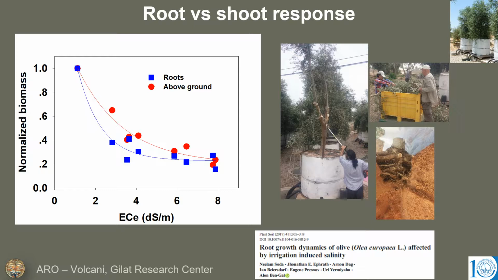And just to demonstrate that, here I've normalized the root salinity response to the above ground salinity response for biomass, and we can very clearly see that the roots are acting much more sensitive to salts than the above ground part of the tree is. So something's happening there at the roots.